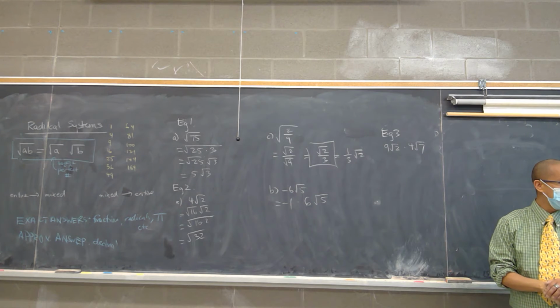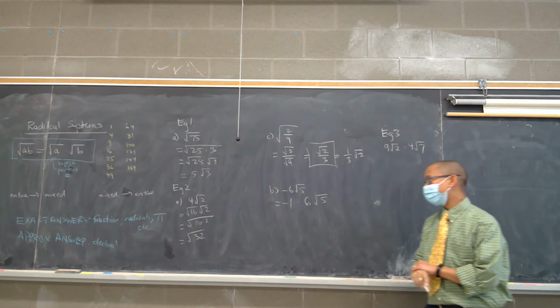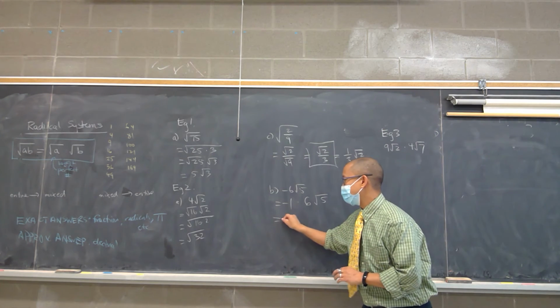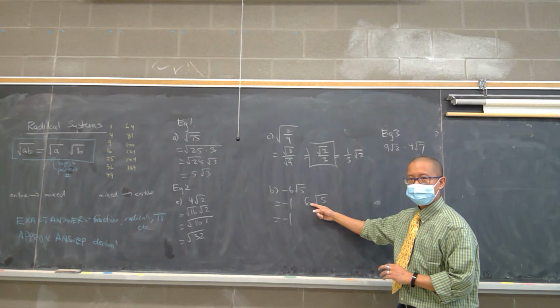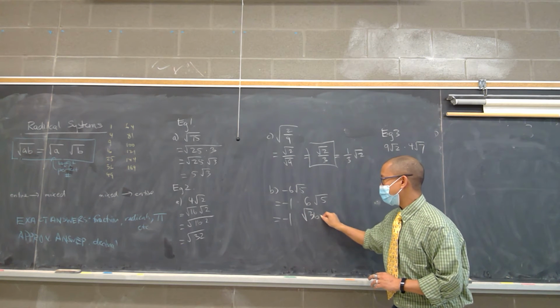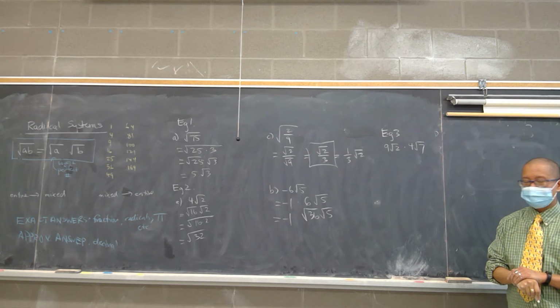This one's a little tricky. If you do it exactly the same like this, you're not going to get the same answer. Watch what I'm going to do. I can still leave that negative 1. And 6, when you square it, is 36, right? Everyone see that? So root 36 times root 5.